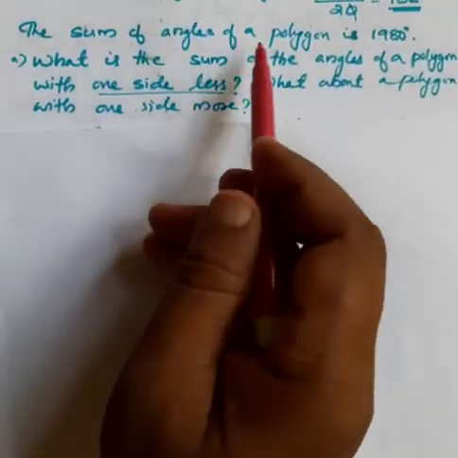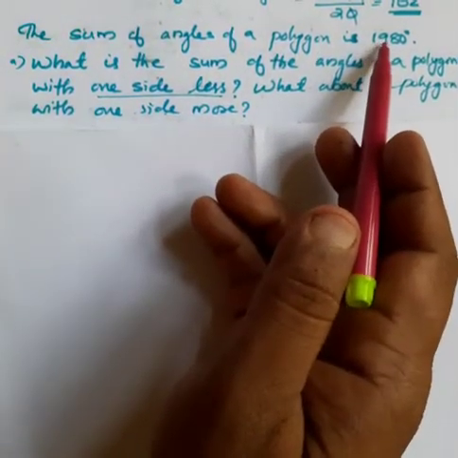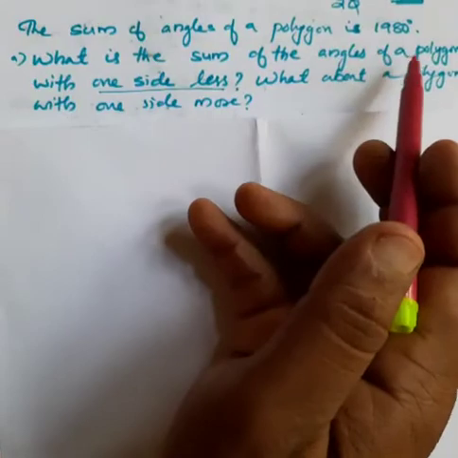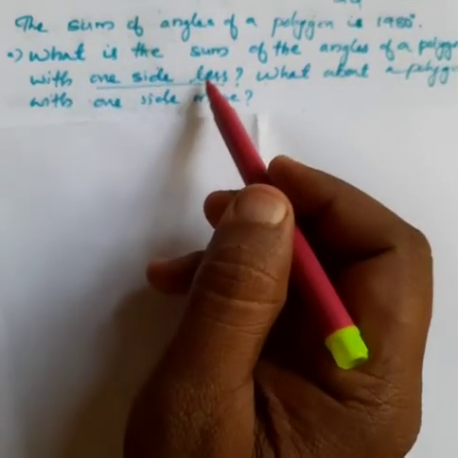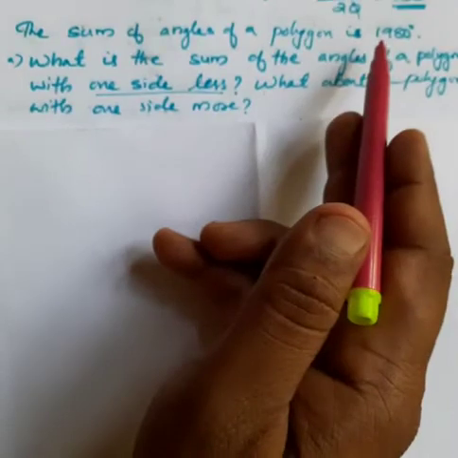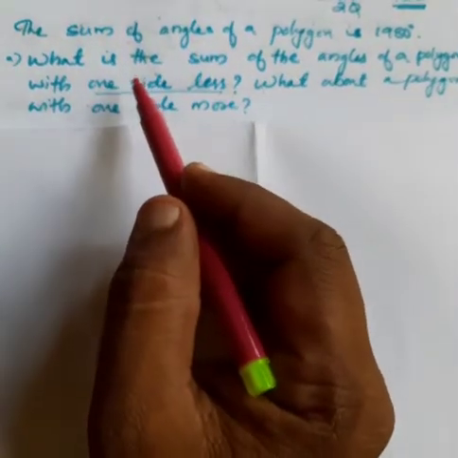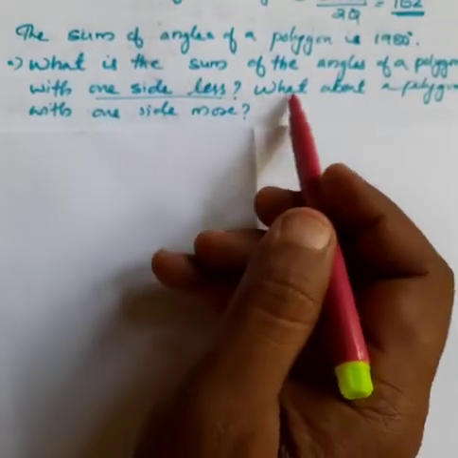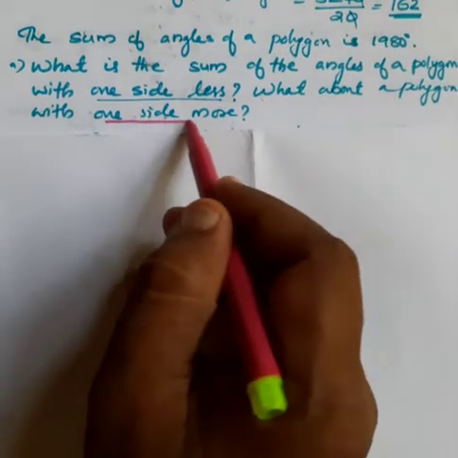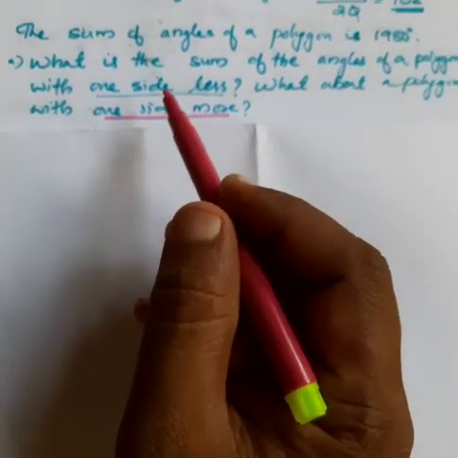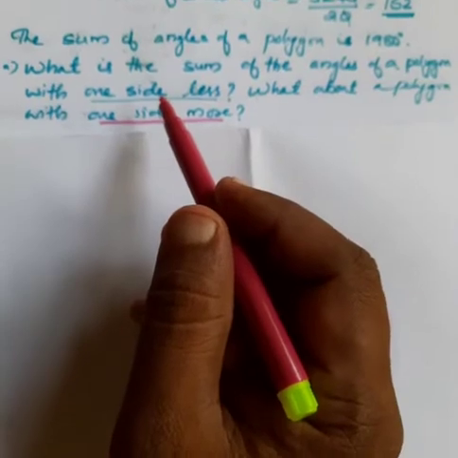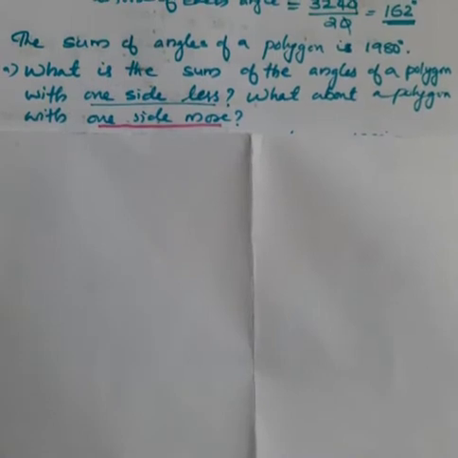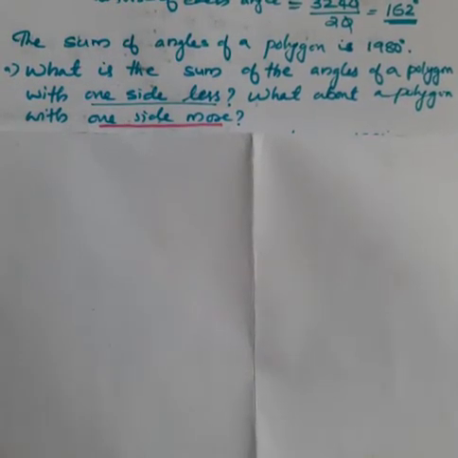The sum of angles of a polygon is 1980. What is the sum of the angles of a polygon with one side less? The total sum of angles is given, and the question is: if one side is less, what is the sum of angles? Next question: what about the polygon with one side more? So two questions are there. The sum of angles is given. If one side is less, what happens? If one side is more, what happens? That is the fifth question from page number 50.